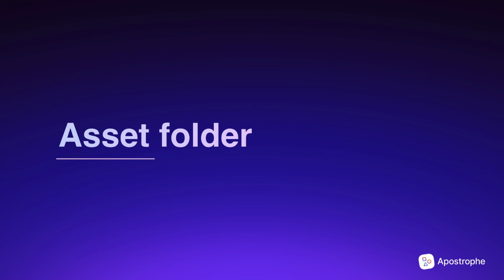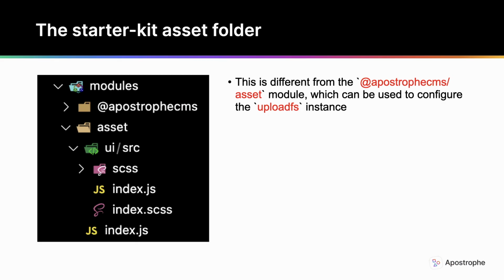Again, your project assets can be stored in multiple places. You can choose to add them to a central location or to individual project modules. In this case, we're going to take advantage of the starter kit modules/asset. This module extends the core Apostrophe CMS module, not the @apostrophecms/asset module. The modules asset folder can be renamed if you're worried that the similarity in names will prove confusing.